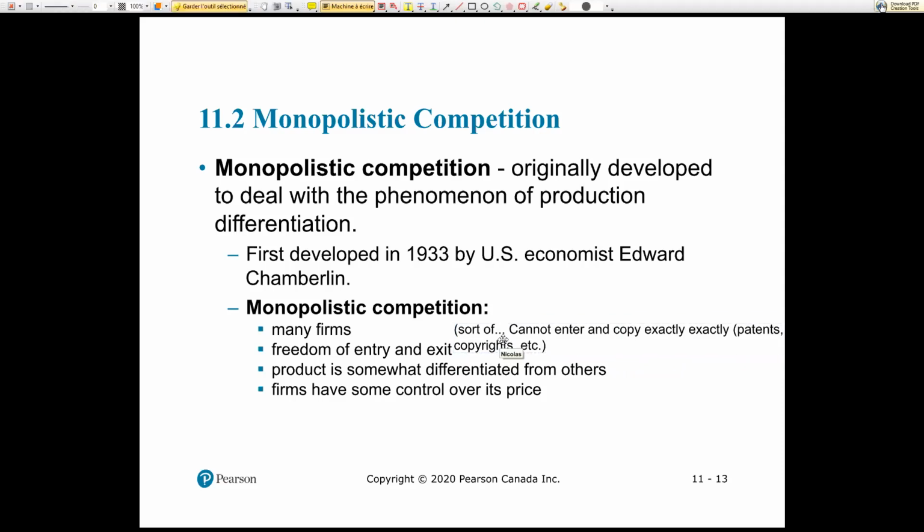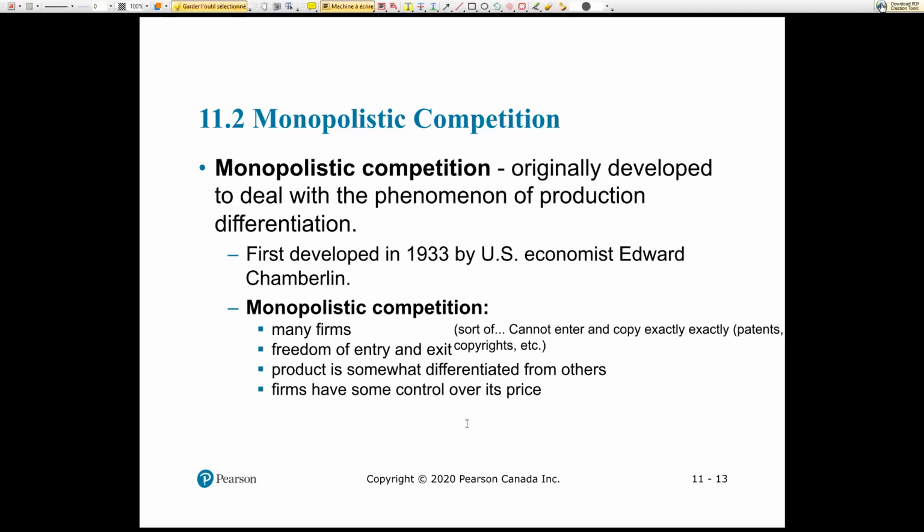In a case when you enter and exit the market perfectly at will, in perfect competition, you don't even have that. You can do exactly like your neighbor. So there is no reason for a customer to pay 1 cent more for buying from you, because the firm next door is doing exactly the same. Here you can enter and exit, of course, but you cannot enter and copy exactly what the other people are doing. So they are somewhat differentiated from the others, and firms have some control over their price.